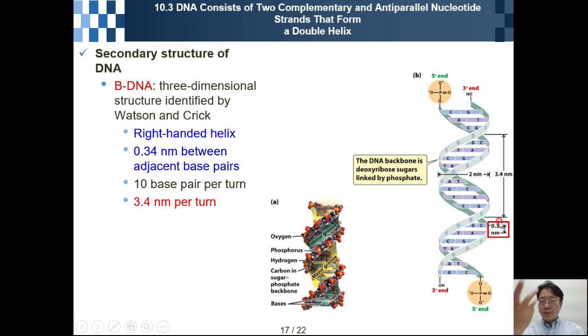Each turn is composed of 10 base pairs. It means that per turn, the distance is 3.4 nanometers, like this. Okay, this is the B-DNA.